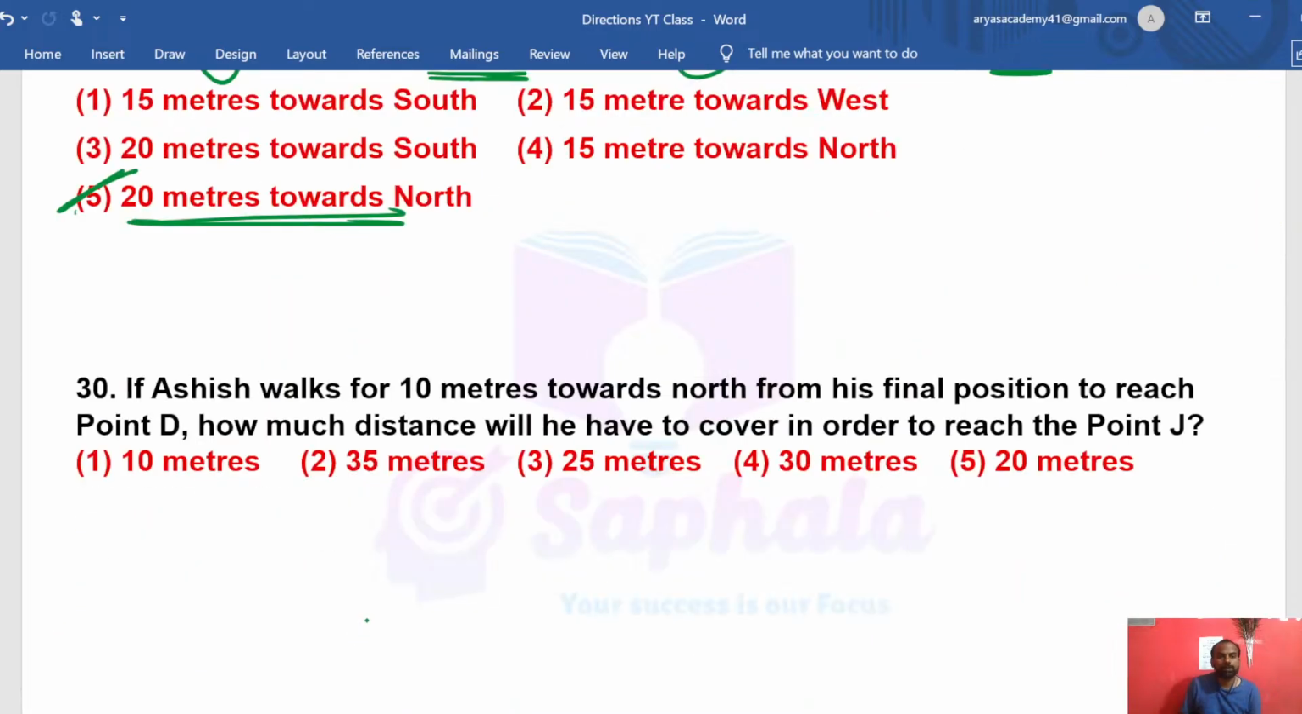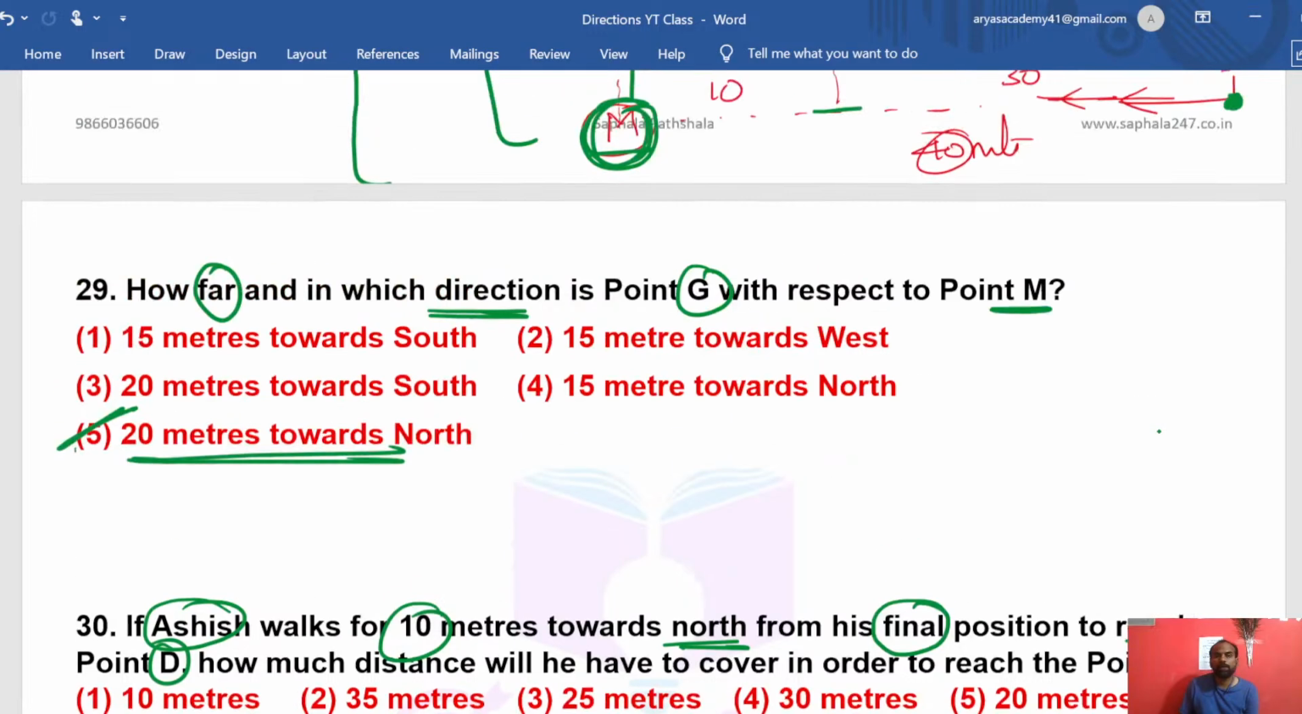And one last question, if Ashish walks 10 meters towards north, 10 meters towards north from his final position. What is his final position? Obviously M. M is the final position. So from M, he has to walk towards north for 10 meters and he will reach a point D. Now the question is, how much distance will he have to cover in order to reach point J? So first 10 meters from final position, you will get D.